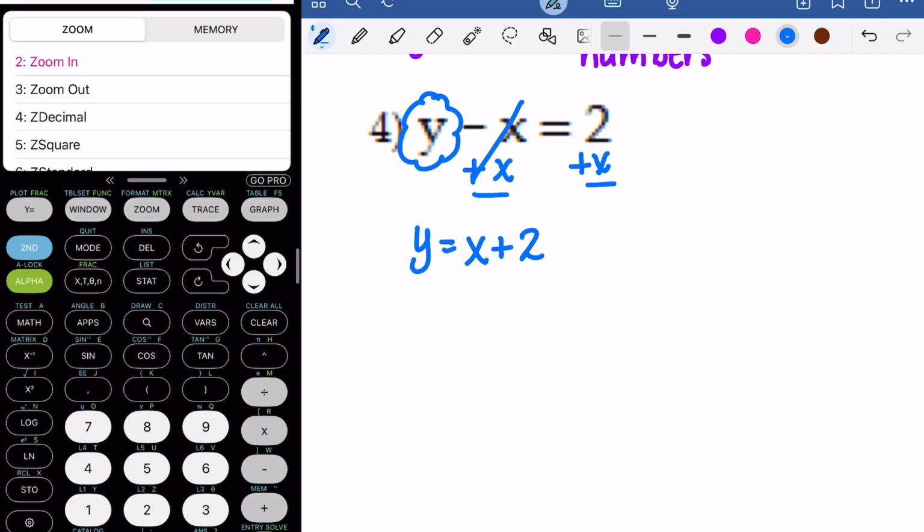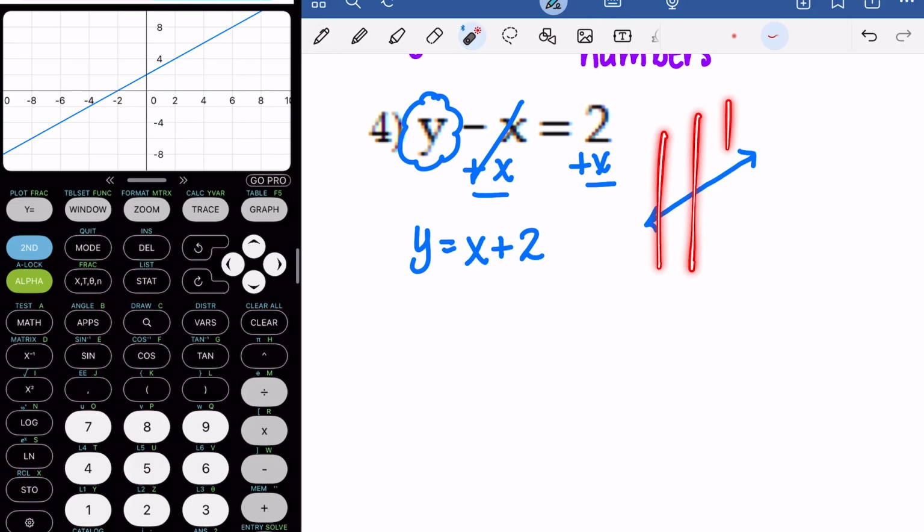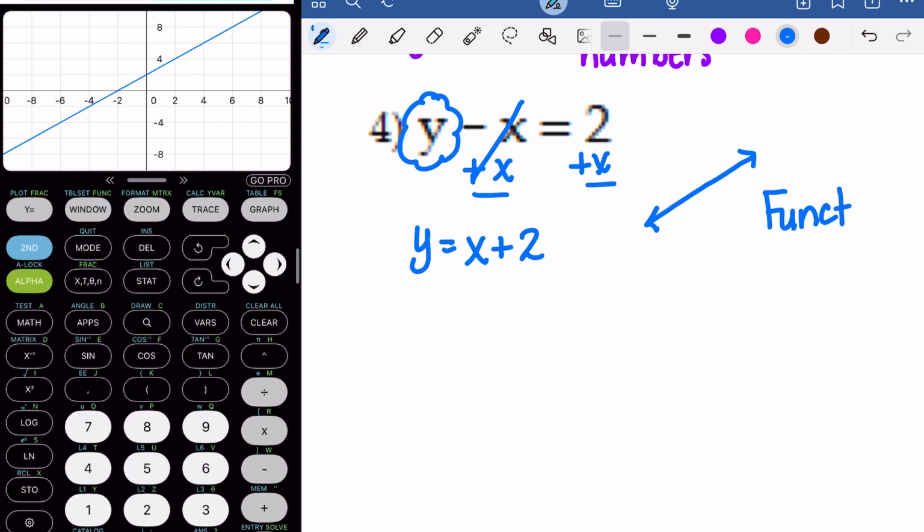I'm going to zoom. I like to zoom 6. That's my standard zoom screen. Okay, and so I've got this linear equation that looks like this. Now, I can look at that and very quickly decide, okay, yes, that would definitely pass the vertical line test. So, yes, this is a function. So I've answered 1/3 of my question.